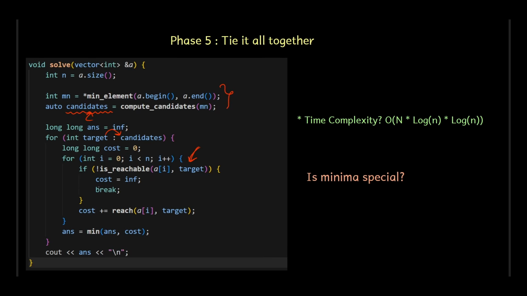If it is not possible, then you set the cost to infinity. But if it is possible, you compute the minimum cost to convert that element to the target, and you sum it up across all the elements, and that is your answer. So the time complexity now becomes n into log n into log n. So this log n is the list of candidates. This log n is for the simulation for each candidate, and this n comes from trying that simulation on each of the array elements. So this is the n log square n solution.